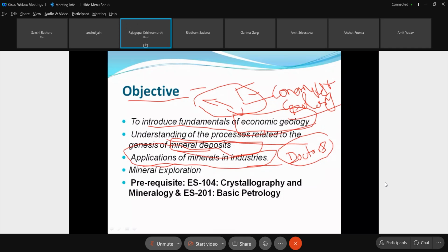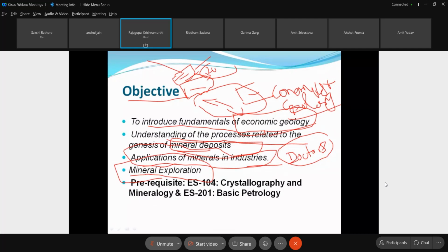And it's not that if you have a deposit, it will last for 100 years. No. If you start exploiting, after 10 years, 20 years, it will be over. So a geologist in a mine has to start exploring the adjoining areas. He has to keep on extending the life of a mine. So for that, you have to explore. Mineral exploration is a very important component. Students of geology and geological technology will be studying a course in mineral exploration next semester. So for that, this particular course is very useful.